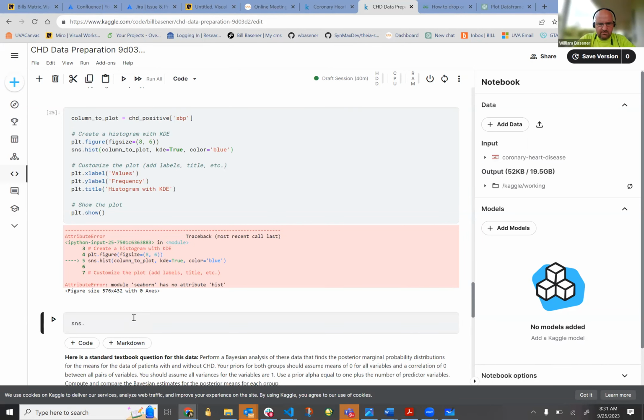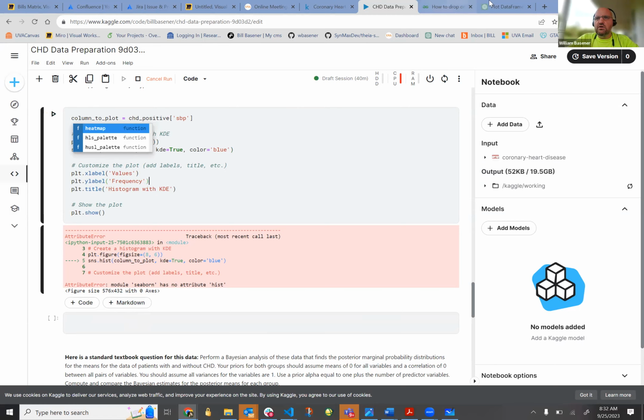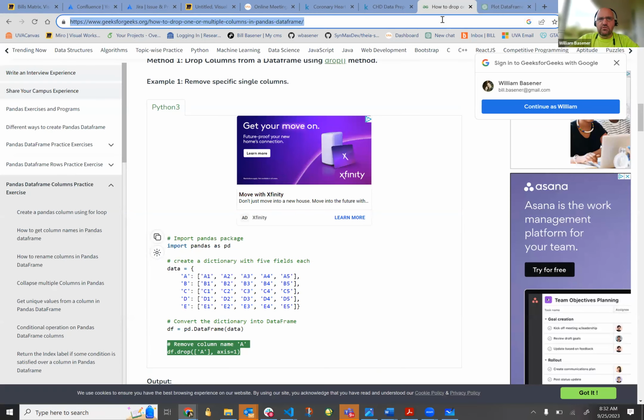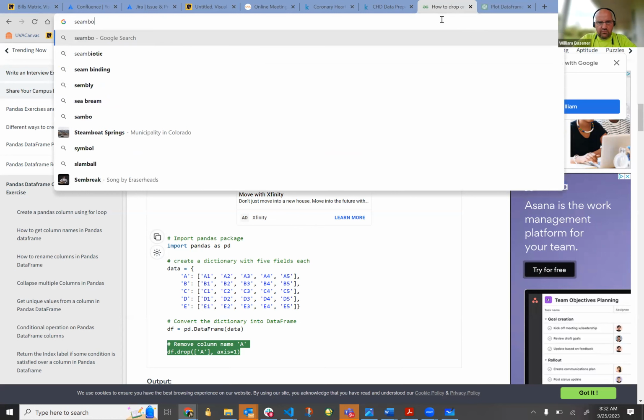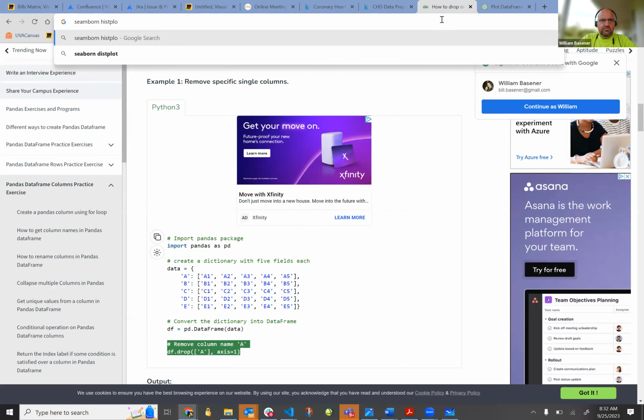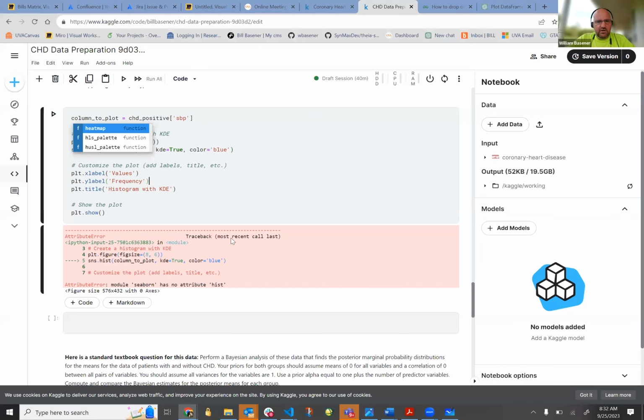SNS dot. Sometimes autocomplete will give you Seaborn hist. So maybe it's hist plot, not hist plot.